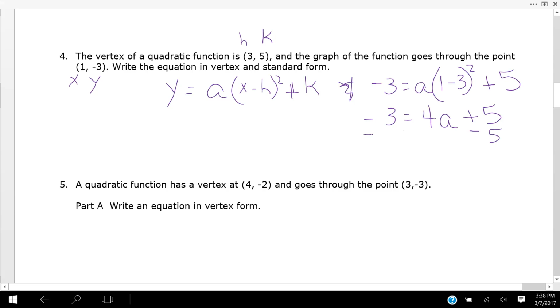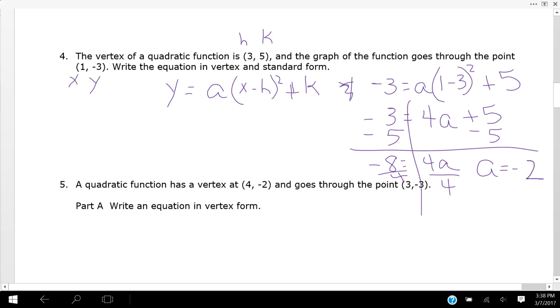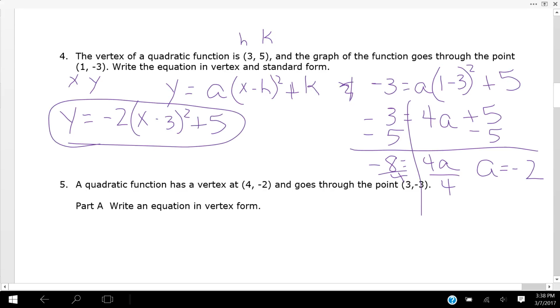Take 5 away from both sides. I end up with -8 equals 4a divided by 4. A equals -2. So my vertex form is y equals -2 times x minus 3 squared plus 5. Here's my vertex form. So to change it to standard form, I'm just going to multiply everything out.